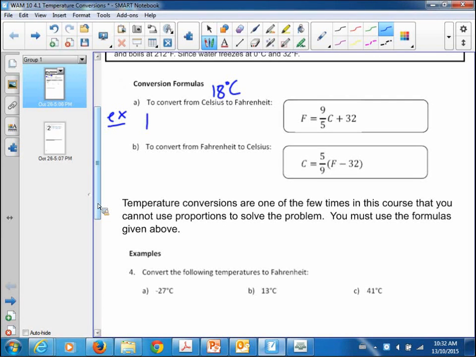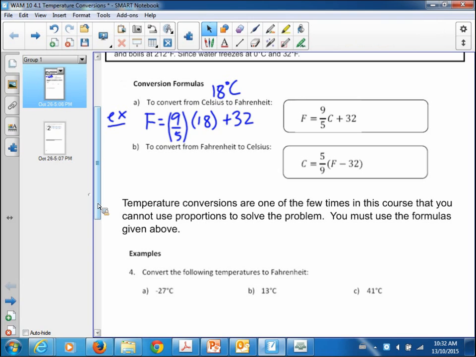Let's find that out. It's 9/5 as a fraction times the Celsius temperature, 18 degrees, plus 32. This is an order of operations thing in your calculator. And I'll do it with you once you are ready.